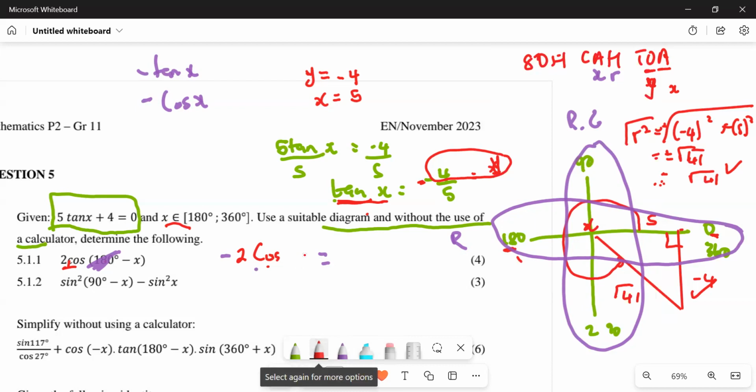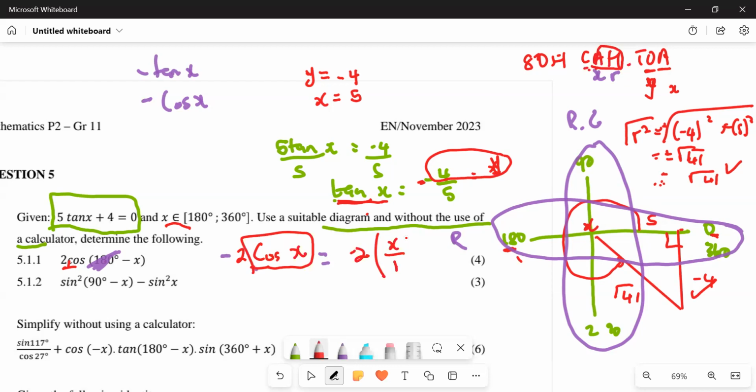Here you have cos x. I'm saying now we're looking for cos x. What is going to be cos x? Cos x, this is cos of x. The cos of x is adjacent all over hypotenuse. And then you have minus 2 again, open bracket, x all over r. Then you have minus 2, open bracket, x, what is x according to the diagram? It's 5. What is r? It's root 41.